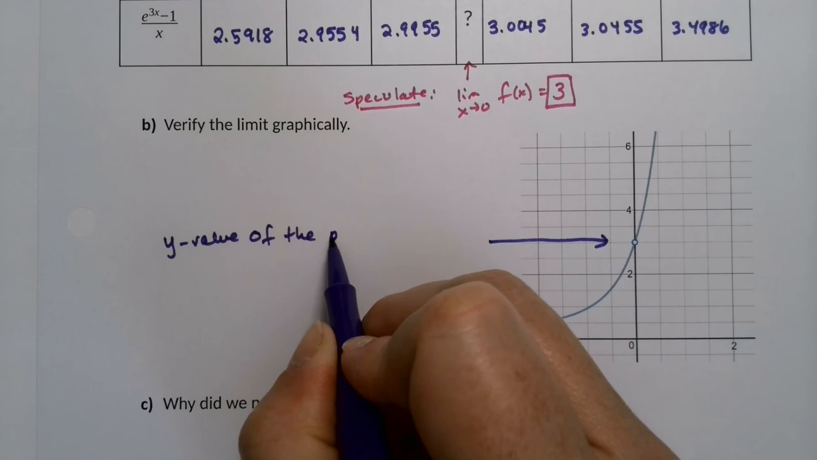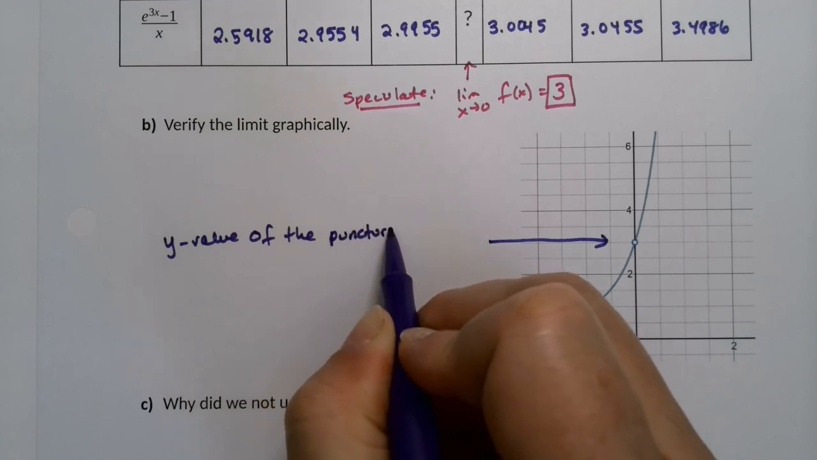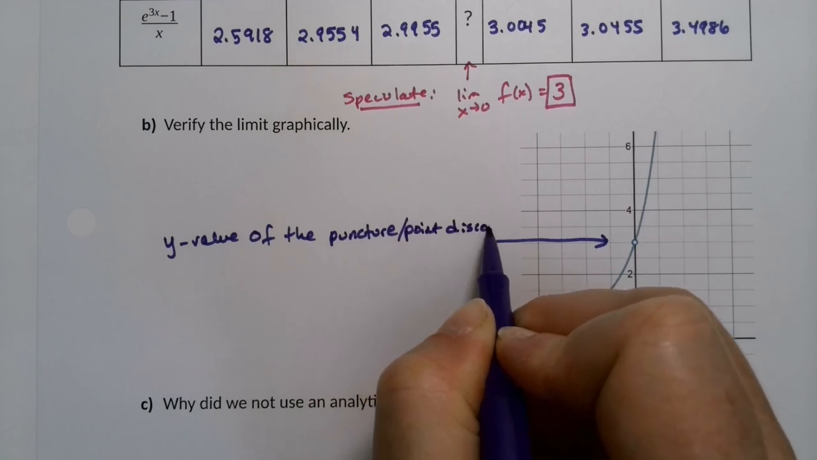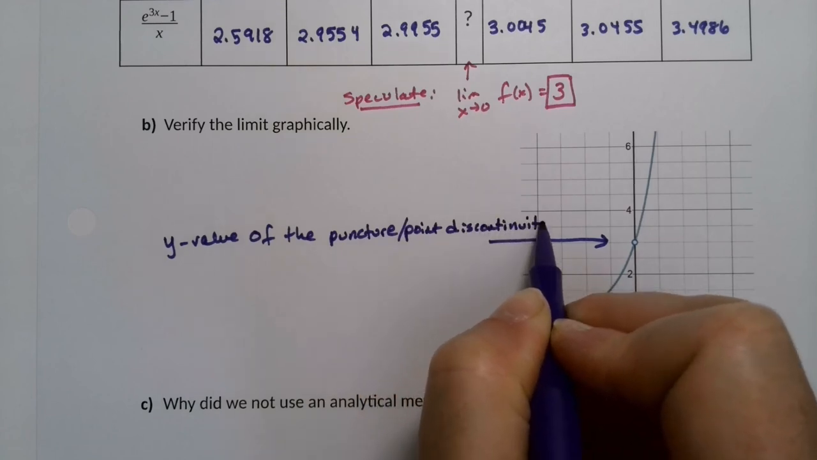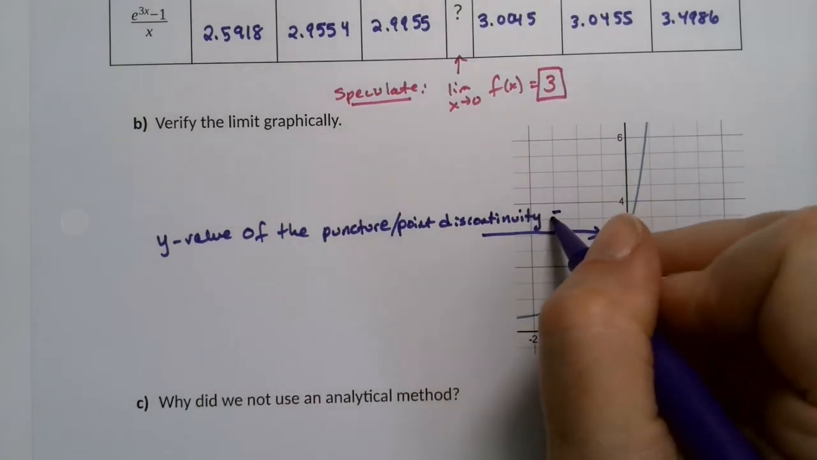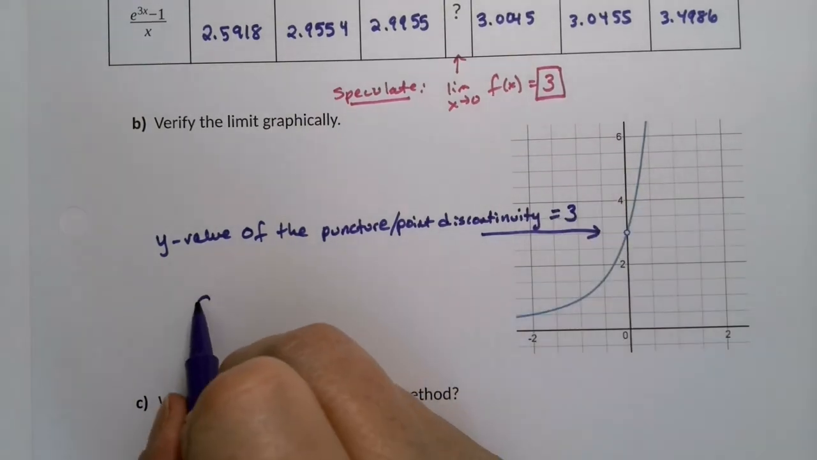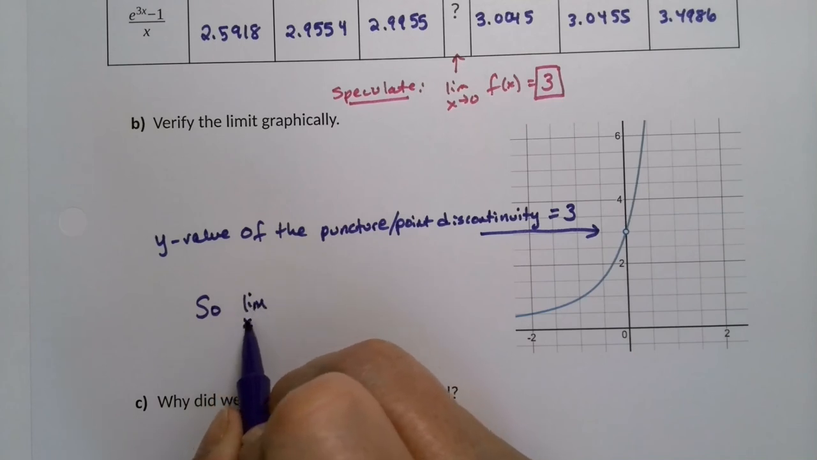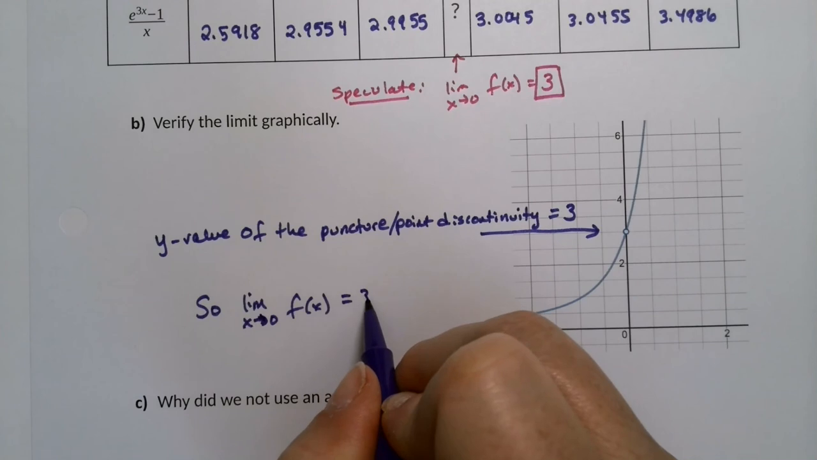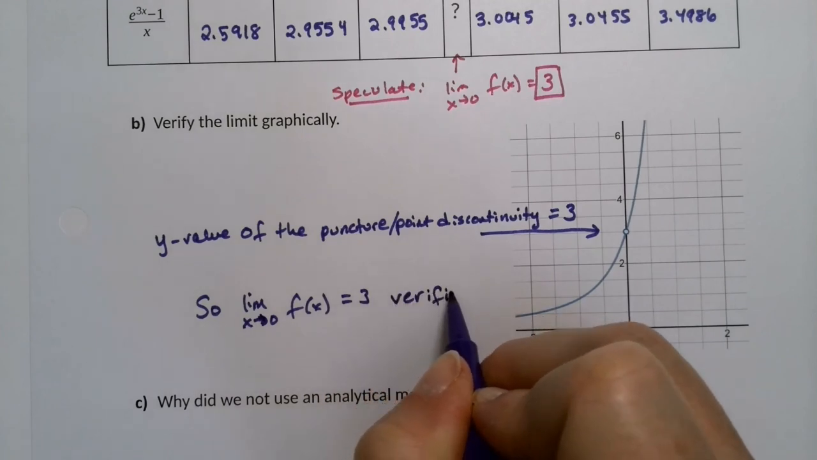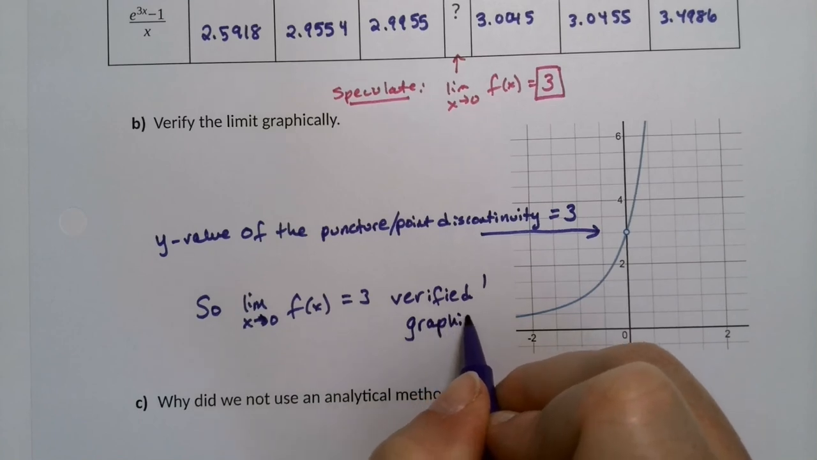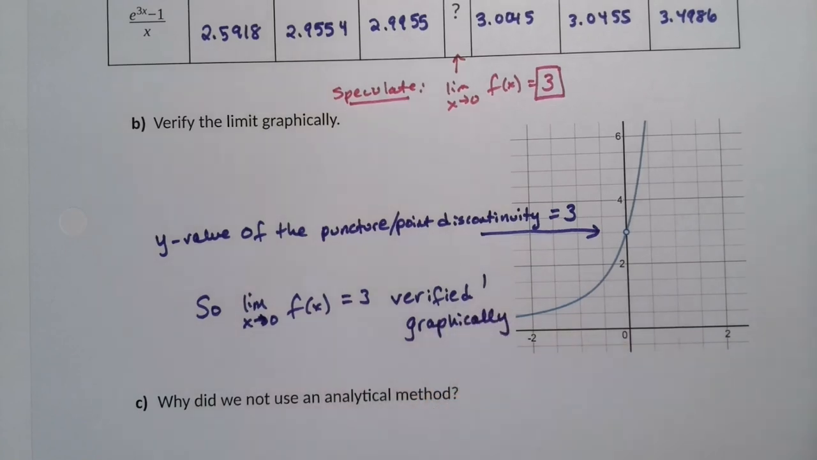right? We learned that those are point discontinuities in Calc 1. Sometimes they're called holes. It just depends on what your instructor called them, is at 3. So the limit as x goes to 0 of f of x, I don't feel like writing the function out, is 3 is verified. Graphically, I should say. Right? So the graph verifies what we thought with the table.